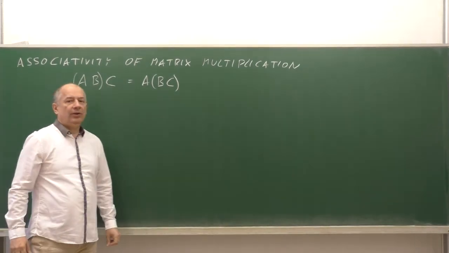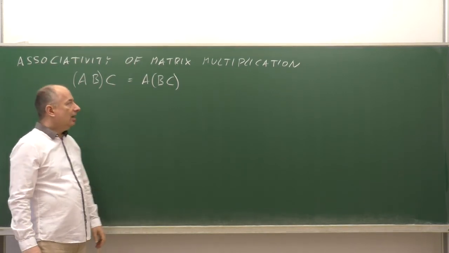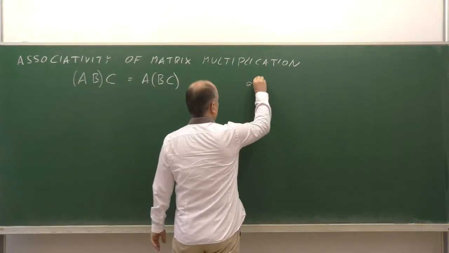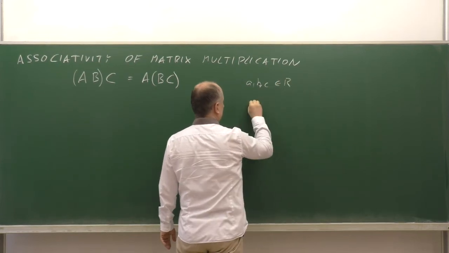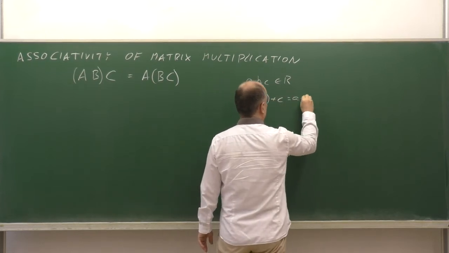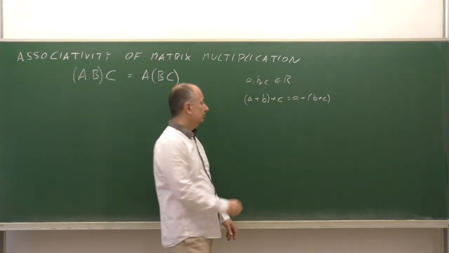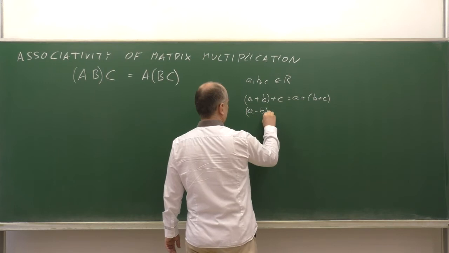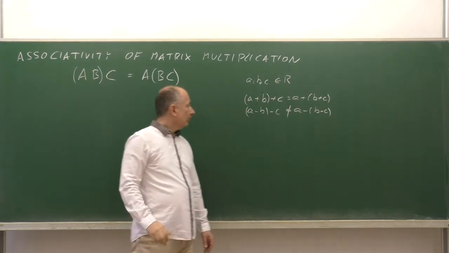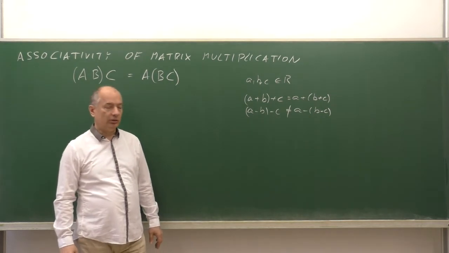Well, it is not so obvious, it is not so automatic that every operation is associative. Some operations are, some are not. Say, for real numbers, addition is associative, but subtraction is not. Similarly, multiplication of real numbers is associative, but division is not.